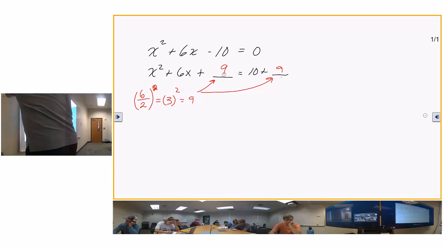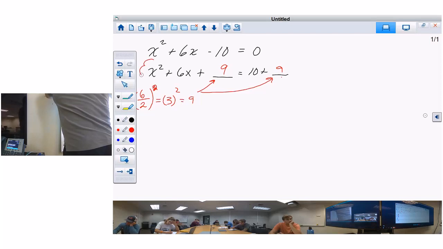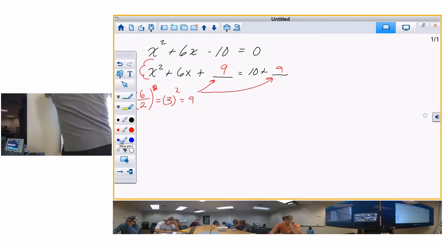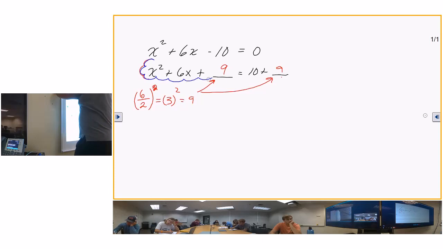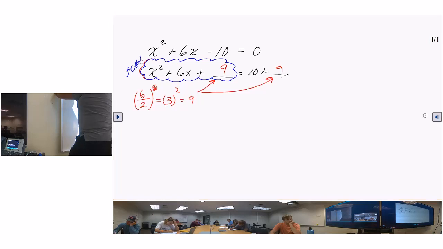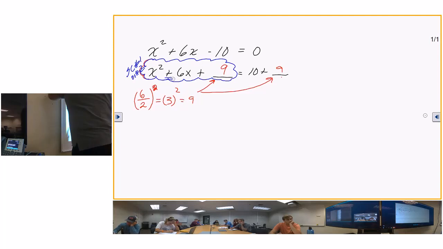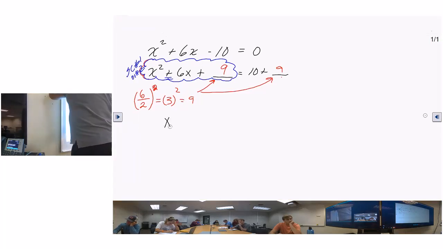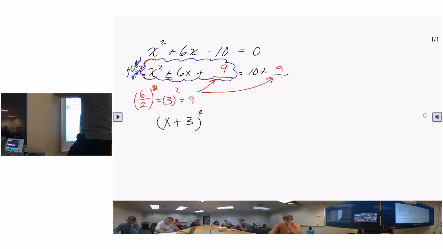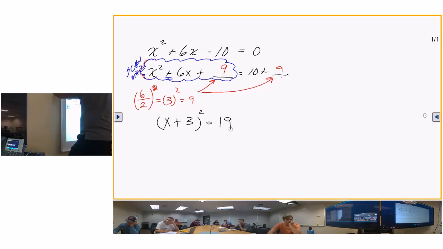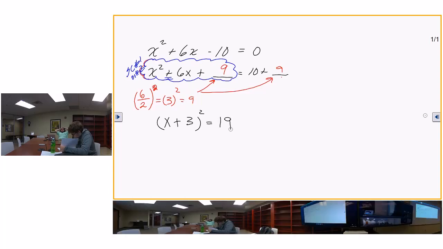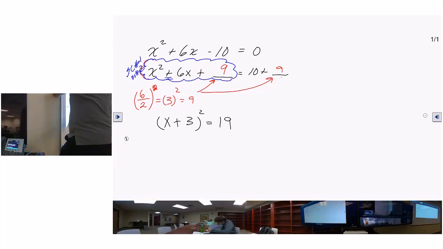Now, that's going to give us shortcut number 1 or 2 on the left-hand side of the equal sign, based on that sign. So that's x plus 3 quantity squared equals 19. Now we can find our vertex. Our vertex is the opposite of both numbers. So that's going to be negative 3 and negative 19.